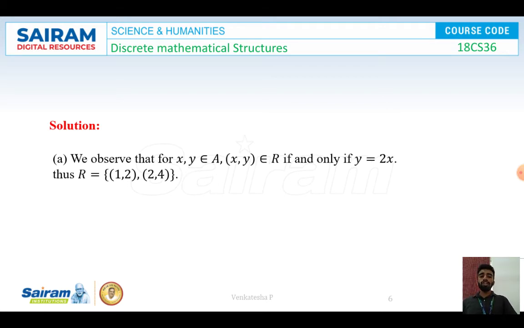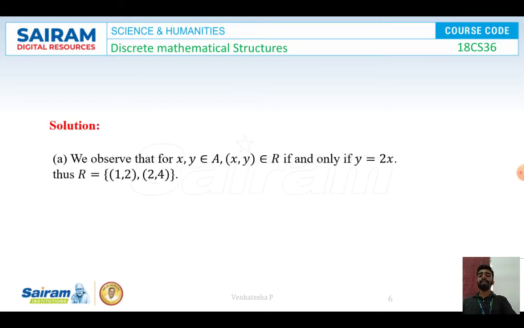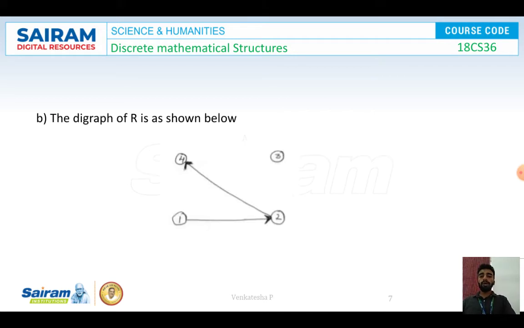Now for this relation, I'll be plotting the digraph. The digraph is given like this. The vertices are 1, 2, 3, 4. The first ordered pair is (1, 2), so I draw an outward line, an out-degree line, from 1 to 2. Similarly, the next pair is (2, 4), so a line is moving from 2 to 4. This is the digraph we obtained from the given relation.